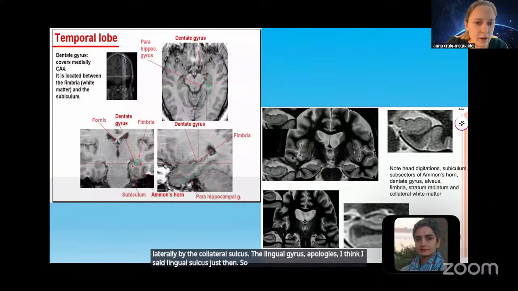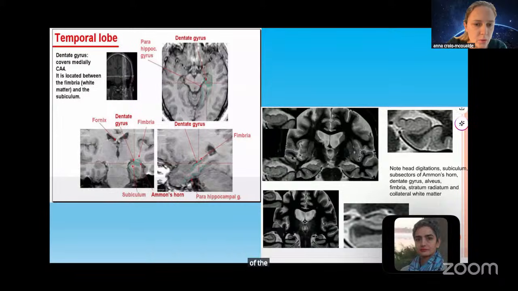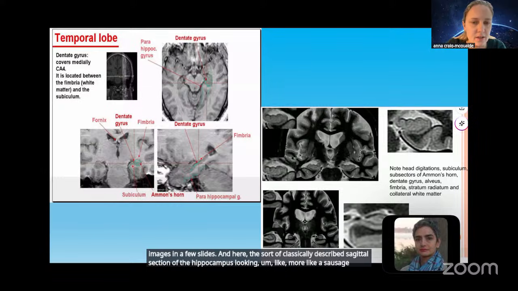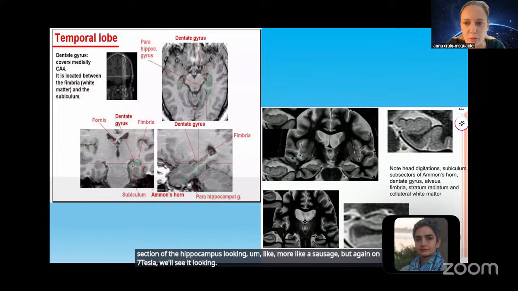So here on this coronal section, we can begin to see the classical rolled up Swiss roll cake appearance of the hippocampus, and we'll look at this in a bit more detail on some 7 Tesla images in a few slides. And here, the classically described sagittal section of the hippocampus looking more like a sausage, but again on 7 Tesla we'll see it looking a bit more beautiful.